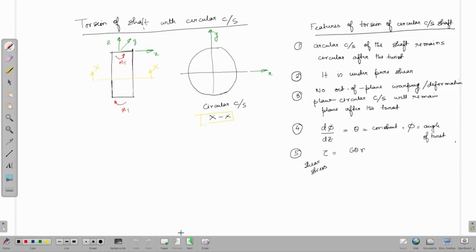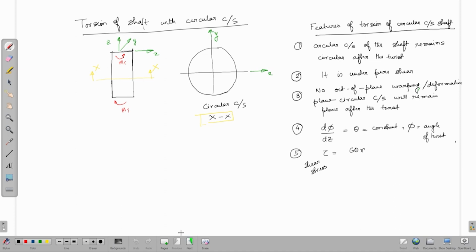Hello, welcome back to lecture 4, which will be a continuation of lecture 3. In lecture 3, we started with the basic equations of theory of elasticity, and then we went to the torsion of shaft with circular cross section. We have discussed the basic features of torsion of circular shaft, and as mentioned, we will now derive the equations of torsion of circular shaft in the context of theory of elasticity.